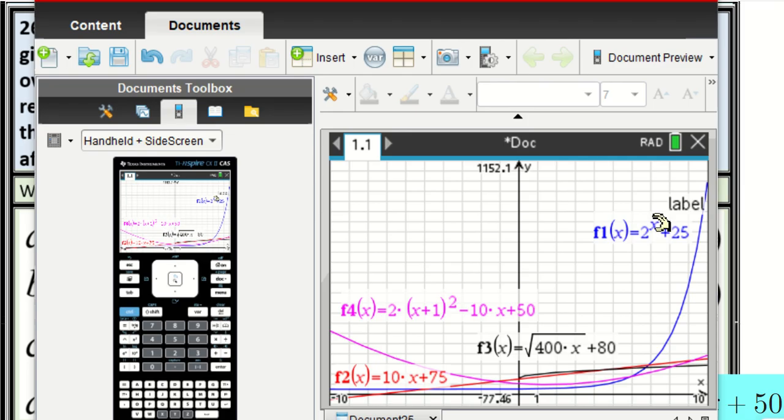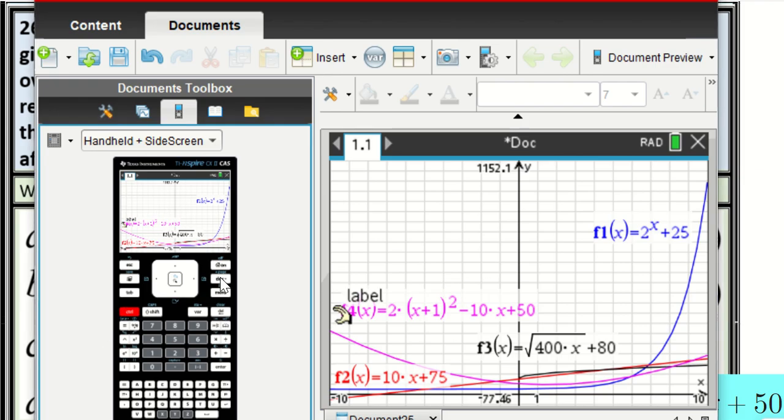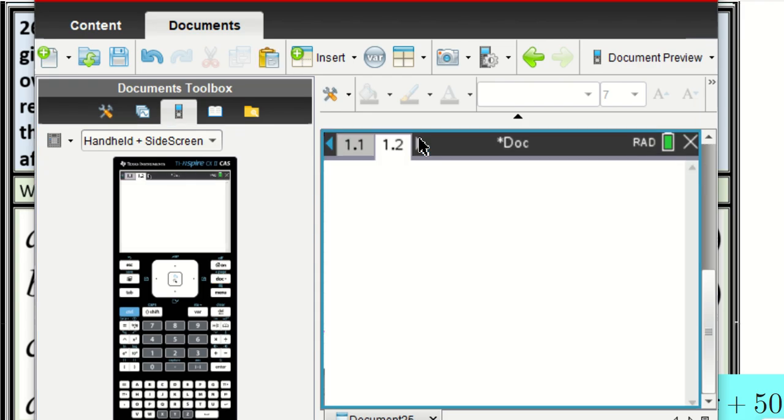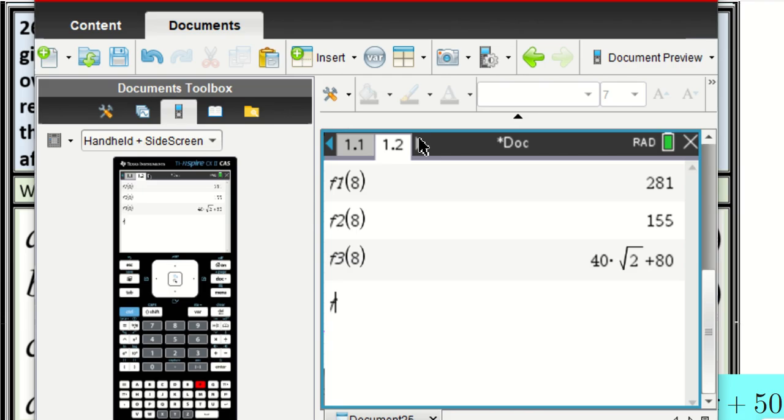Now remember, these pages are all linked together. So let's add a calculator page so you can look at the results. So Control, followed by the document key, add a calculator. So we want the F1 of 8, the F2 of 8, the F3 of 8, and the F4 of 8.